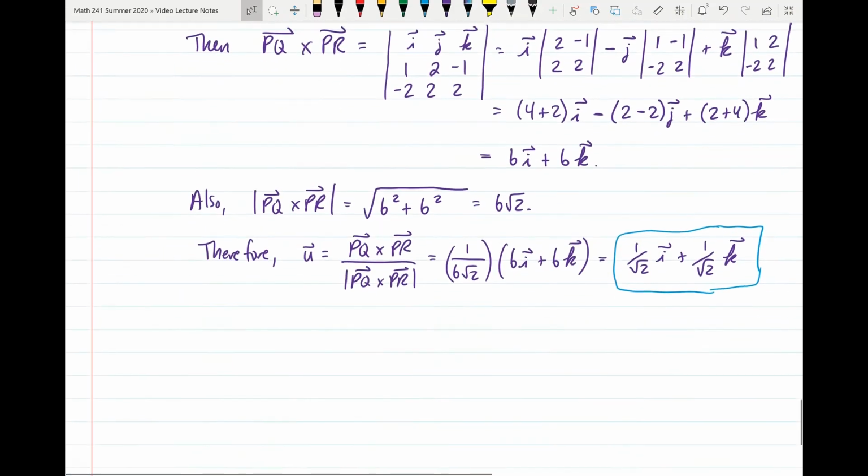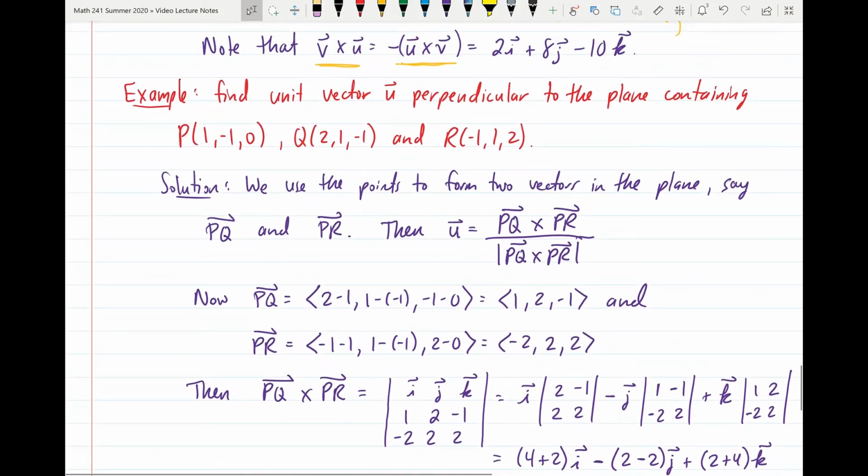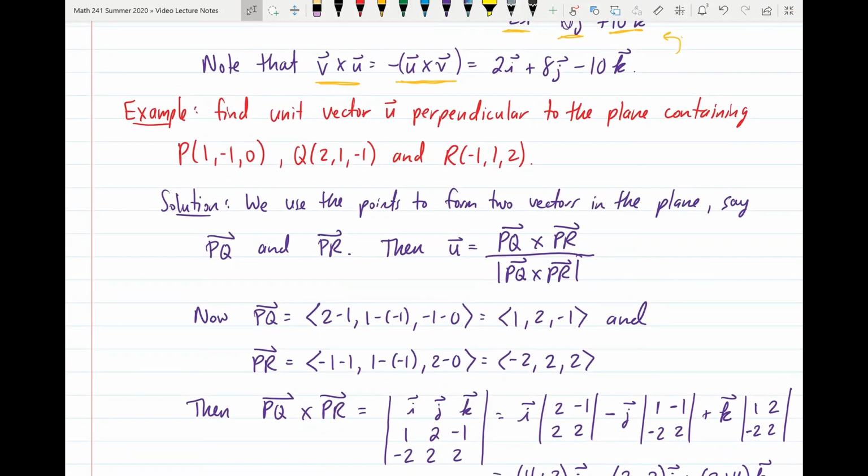And I think this is the last example. Yes, this is the last example here. So the last example is going to be to find a unit vector u that's perpendicular to the plane containing these 3 points. We have the points 1, negative 1, 0, 2, 1, negative 1, and negative 1, 1, 2.